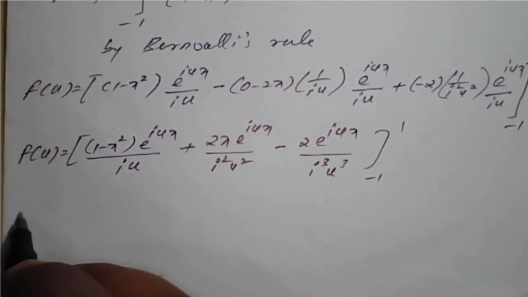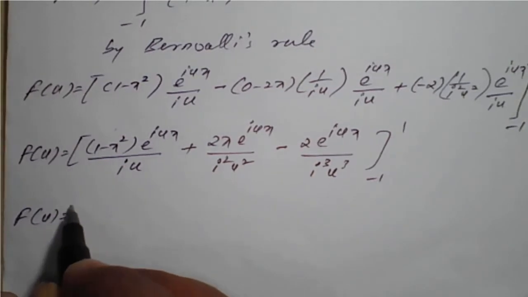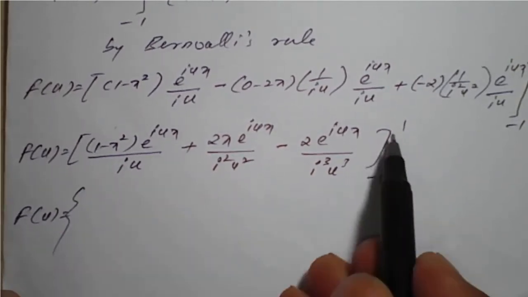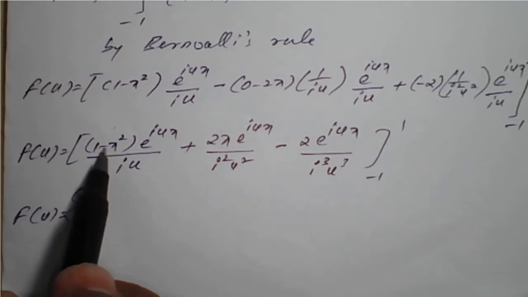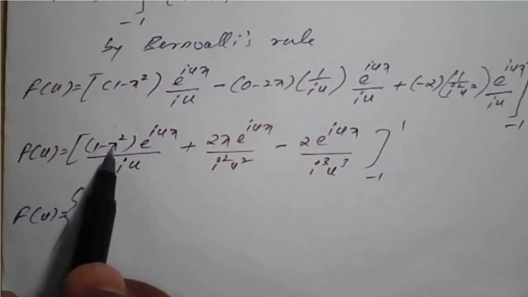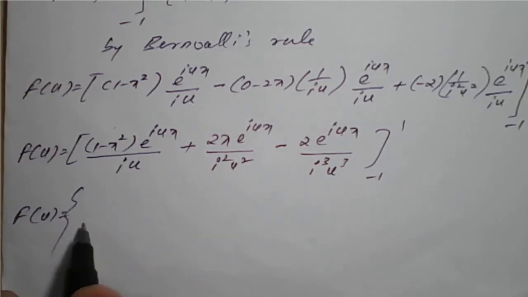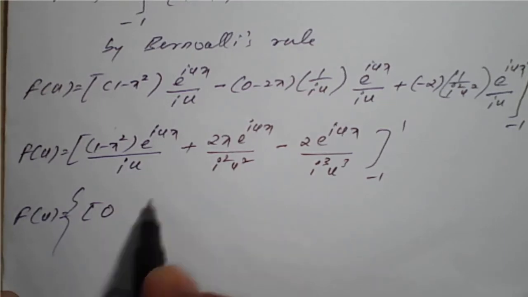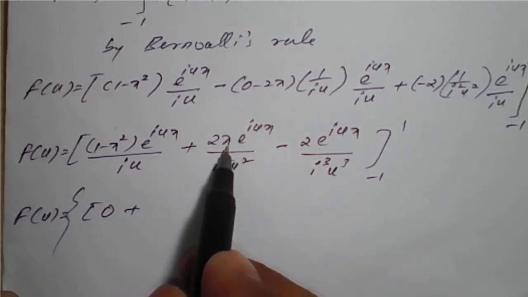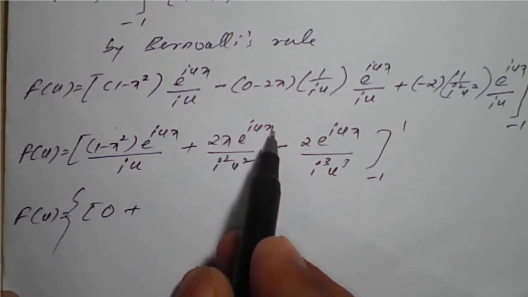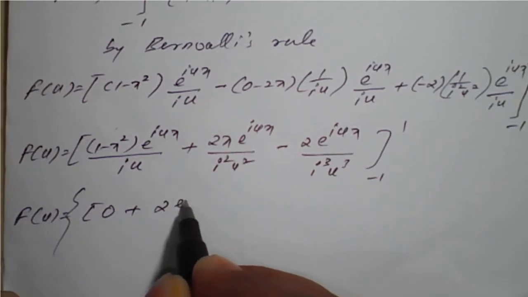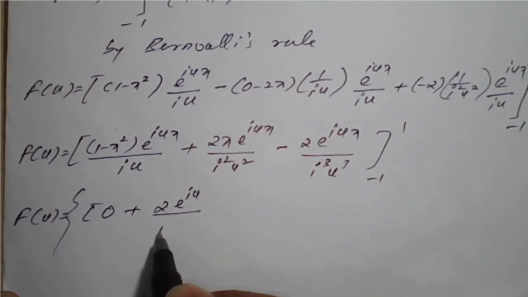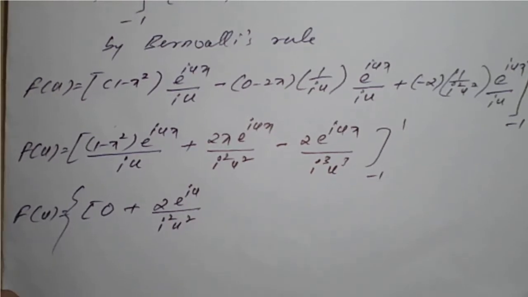So therefore F of u is equal to bracket, if you apply the upper limit, x as 1, so 1 minus 1 square is what here? 1 minus 1 is 0, and 0 into this entire function is 0. First one is 0, plus if you replace x equal to 1, so 2 into 1 is 2, 2 into e raised to i u into 1, that is, it will become 2 e raised to i u divided by i square u square.